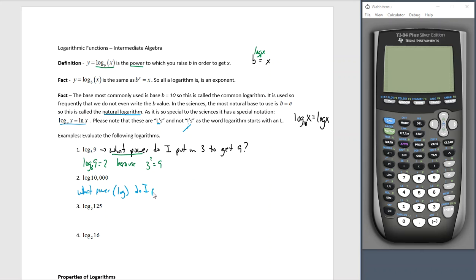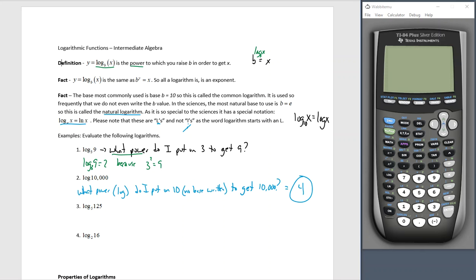Do I put on 10, because there's no base written, to get 10,000? Well, the nice thing about multiples of 10 is we can count the number of zeros. 1, 2, 3, 4. That tells me the exponent that I put on 10 in order to get 10,000.